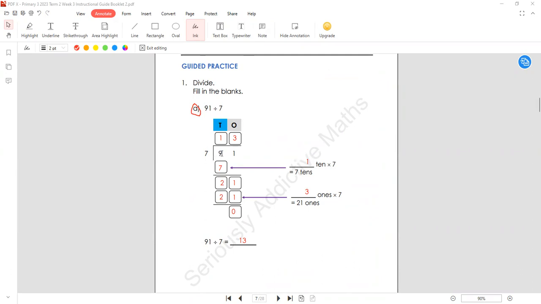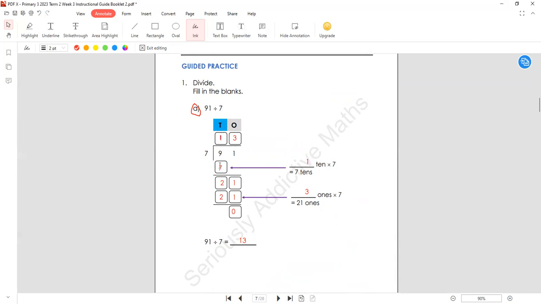Then in that case, just like what we did earlier on, you got to think of a number that when you multiply 7 by it, you get a number that is closest to 9 but less than it. So we can try. Start with 1. At the primary 3 stage, I always get them to start with 1, then 2, then 3. So 7 times 1 equals 7, close to 9. 7 times 2, 14, too much. So 1 is correct.